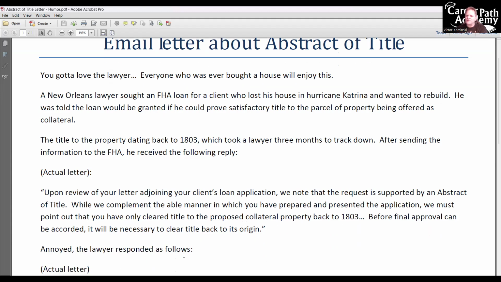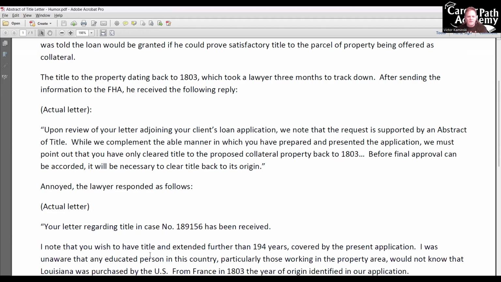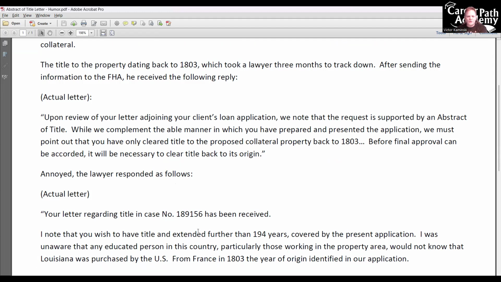Annoyed, the lawyer responded as follows. Your letter regarding title case number whatever has been received. I note you wish to have title extended further than 194 years covered in the present application. I was unaware that any educated person in this country, particularly those working in the property area, would not know that Louisiana was purchased by the U.S. from France in 1803, the year of origin identified in our application.